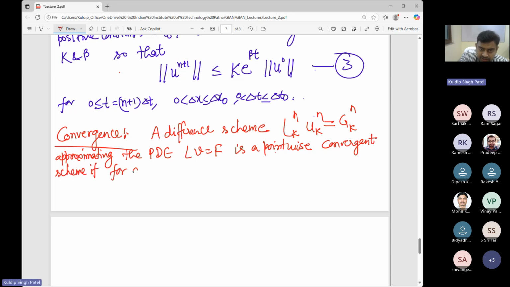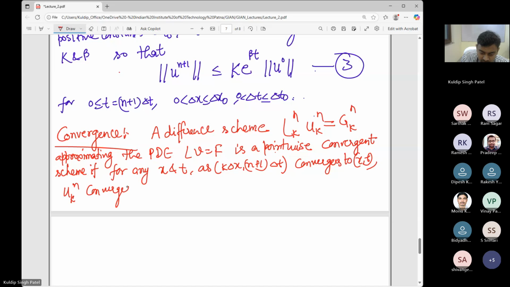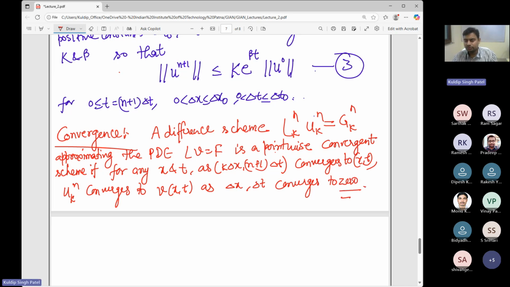if for any x and t, as (k delta x, (n+1) delta t) converges to (x, t), our u_k^n converges to v as delta x, delta t tend to 0. In very simple language, please do not be confused, pointwise convergence says that at any point (x, t), that is (k delta x, (n+1) delta t), your numerical solution is converging to your actual solution.